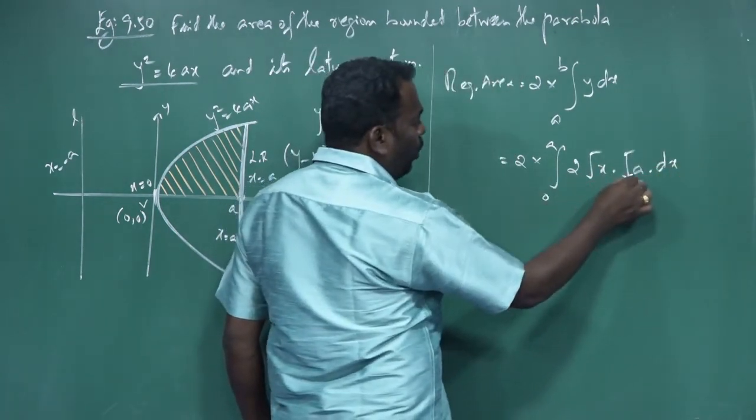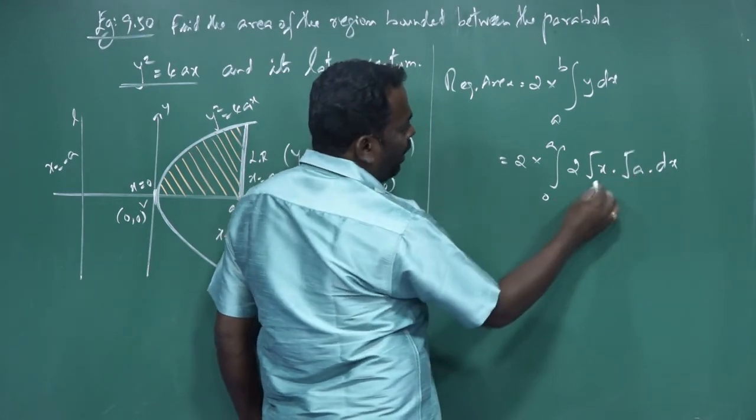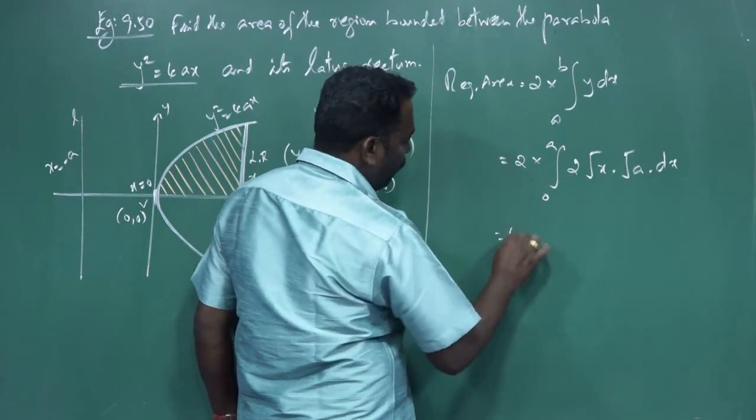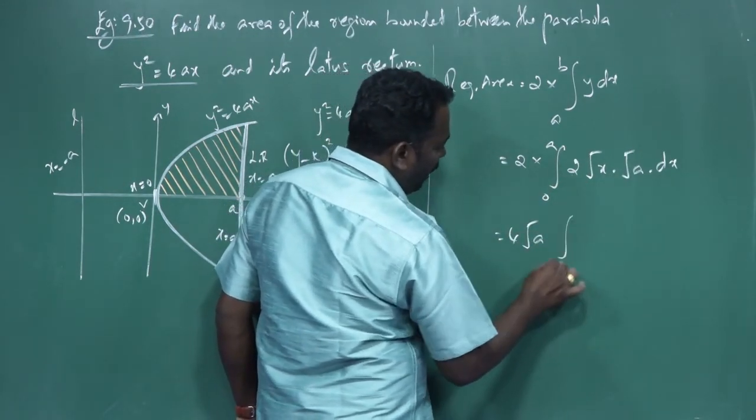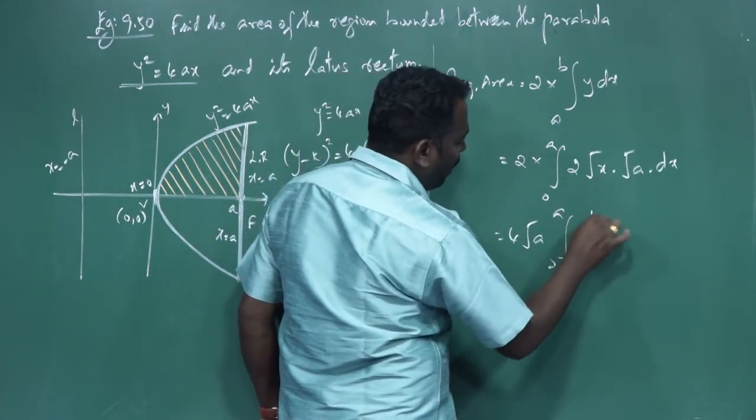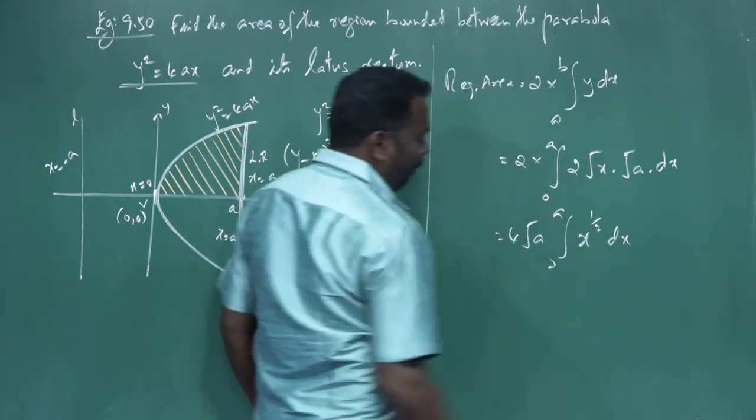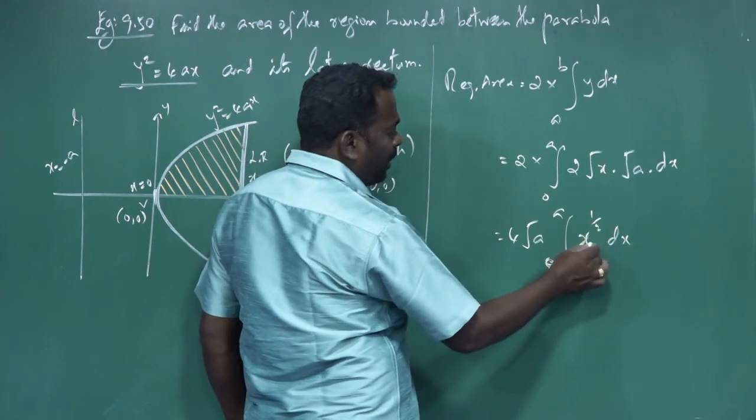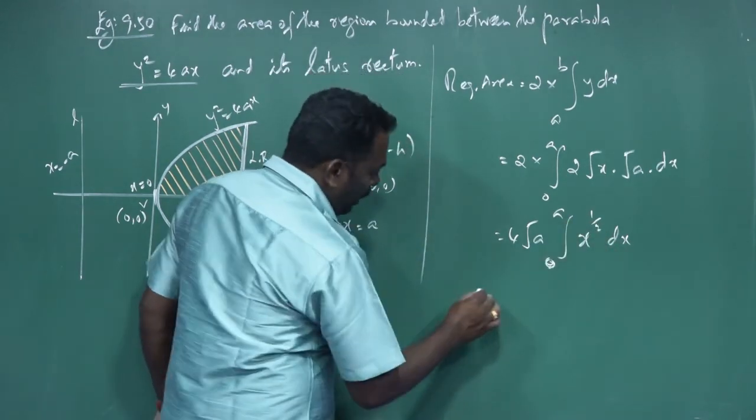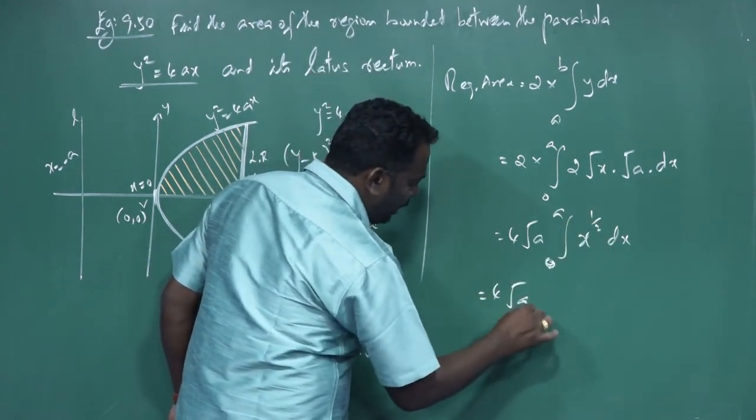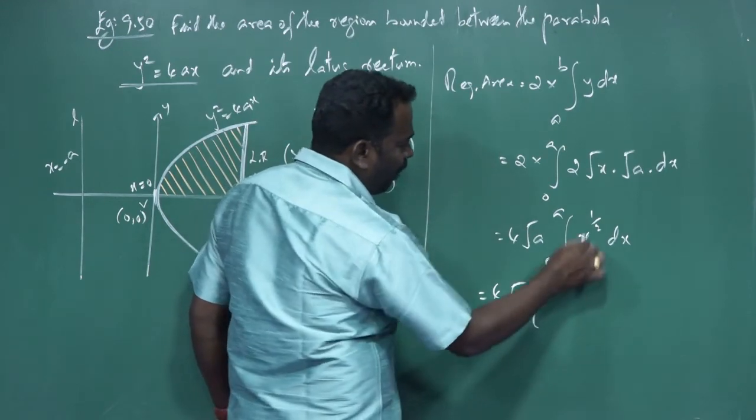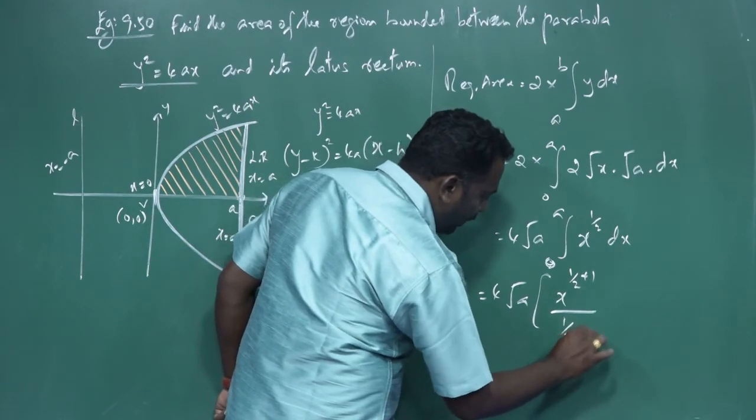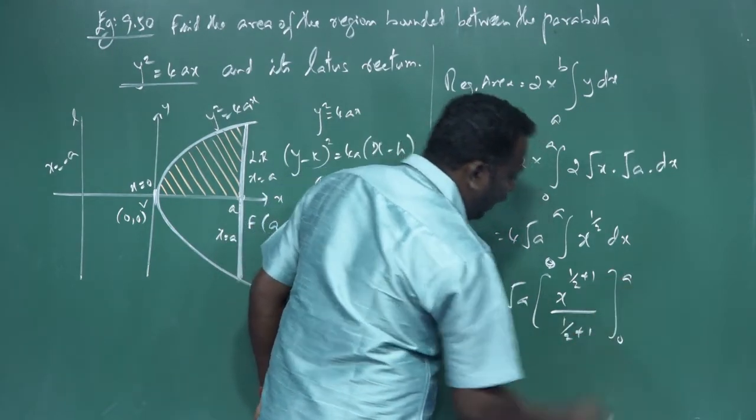Now keep the constant term root a outside. Write x power 1 by 2 because of the square root. That is equal to 2 into 2, that is 4 root a, integral 0 to a, x power 1 by 2 into dx. Now we know how to integrate x power 1 by 2, because it is in the form of x power n. That is equal to 4 root a, integration of x power 1 by 2 becomes x power 1 by 2 plus 1, divided by 1 by 2 plus 1, the limits are 0 and a.